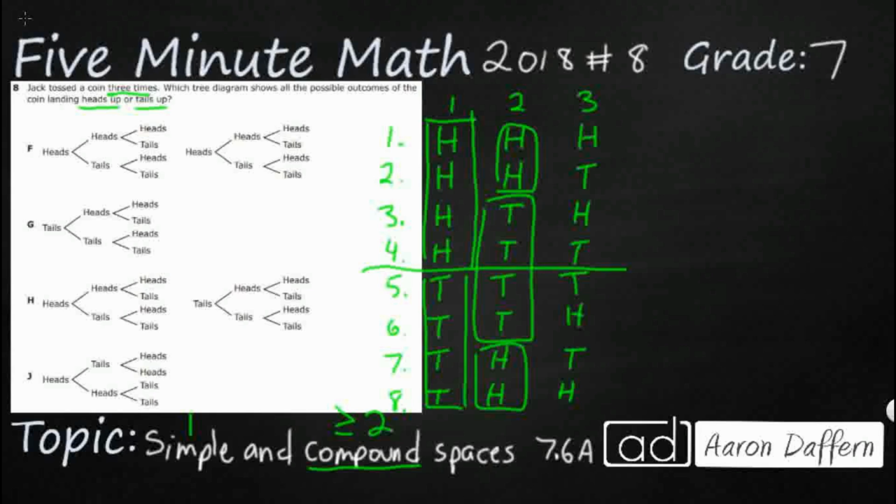So both G and J don't have enough, and we see that we've got here H: heads, heads, heads, heads, heads, tails. So that's looking pretty good on H: heads, heads, heads, heads, tails, heads. And you notice, look at that, F repeats heads both ways, so our answer here is H.